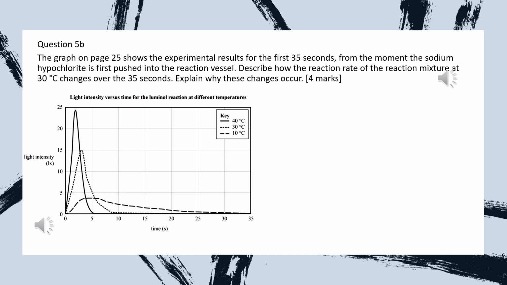Describe and explain the change in light density over time at a temperature of 30 degrees. 4 marks are rewarded. 2 points are given for describing 2 characteristics. Another 2 points are given for explaining these 2 characteristics.